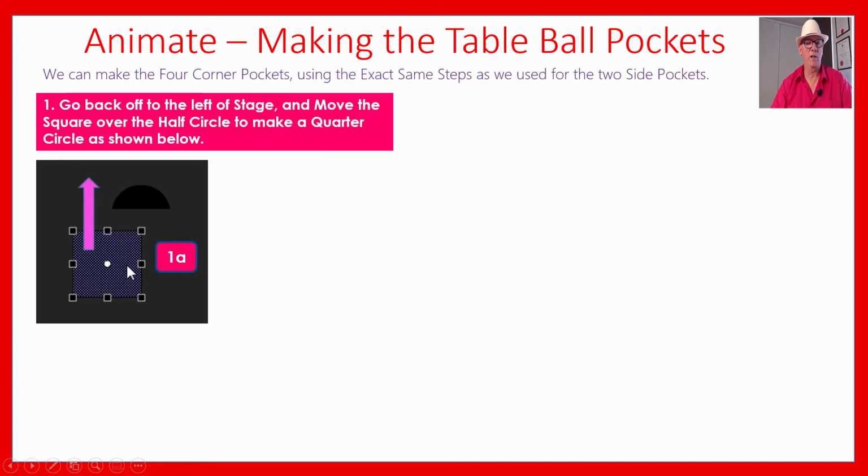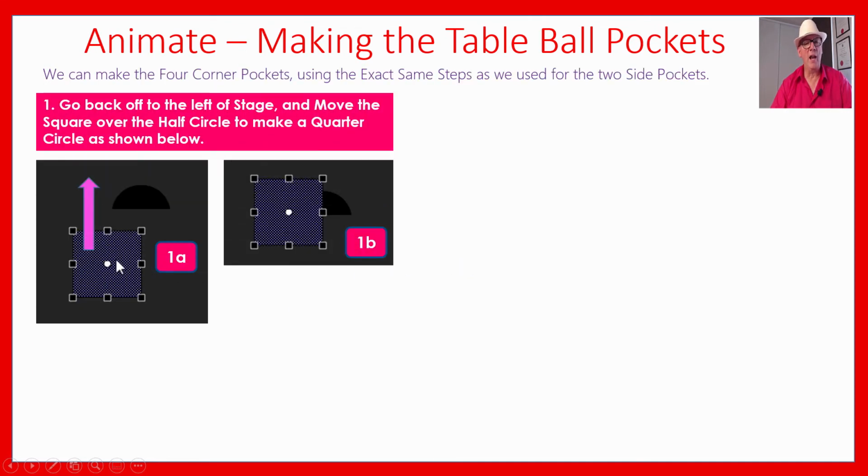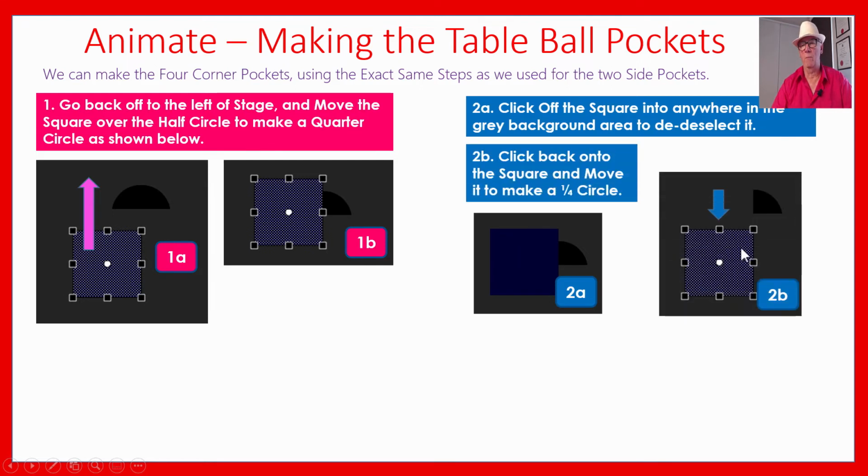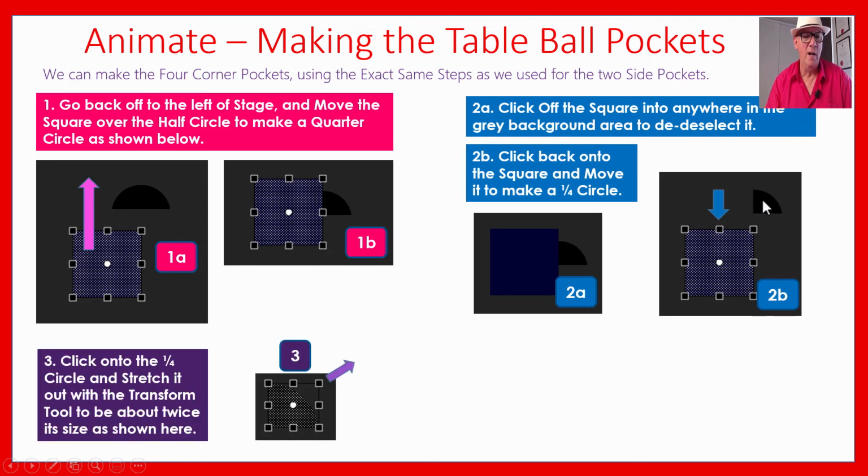And we'll kind of move things along here a bit. So this time on that half circle you've got, you can just move this square up over there. So we've got a quarter circle and then click off it, remember, and click back onto it and move it away. And then it's very hard to see, but we have got a quarter circle happening now, which we can use for all of the corner pockets.